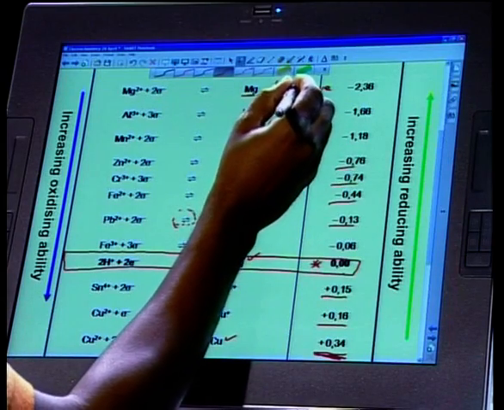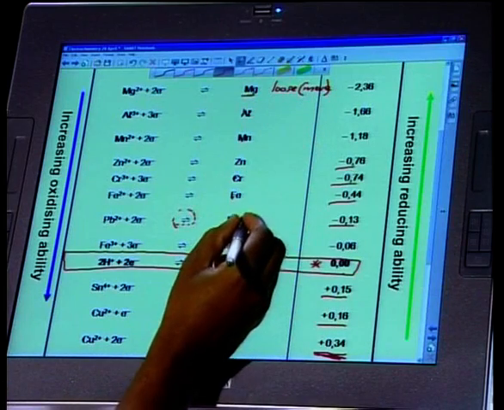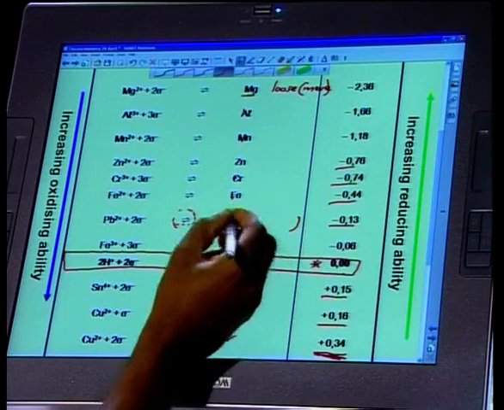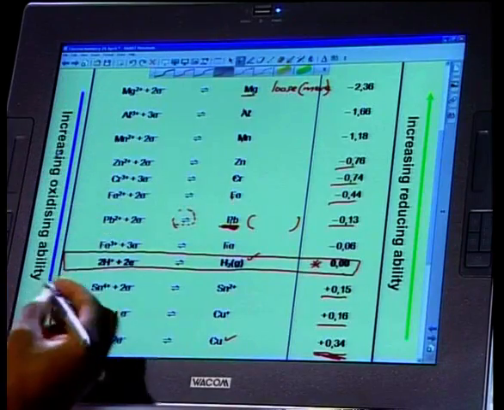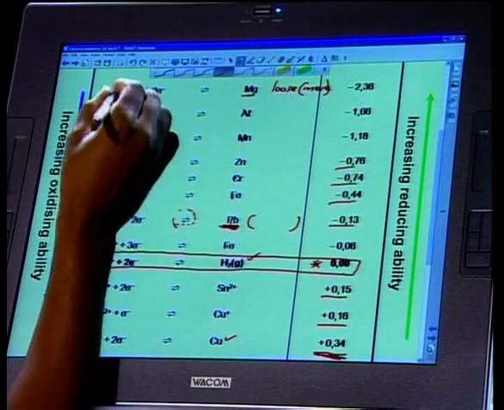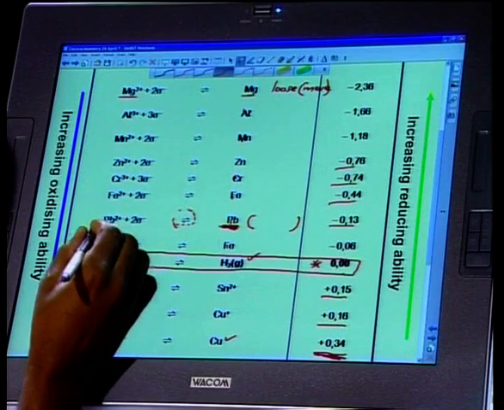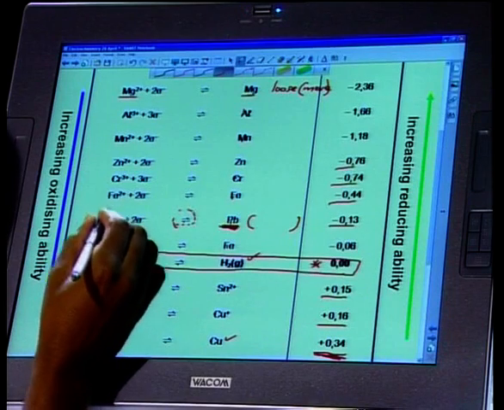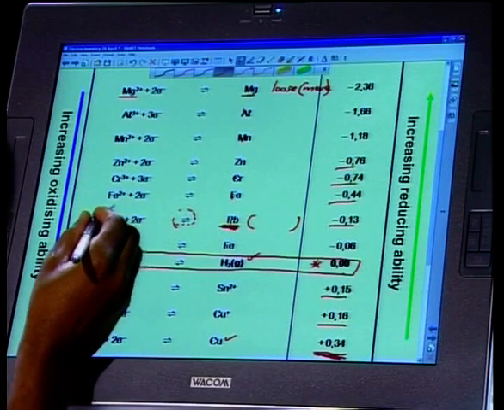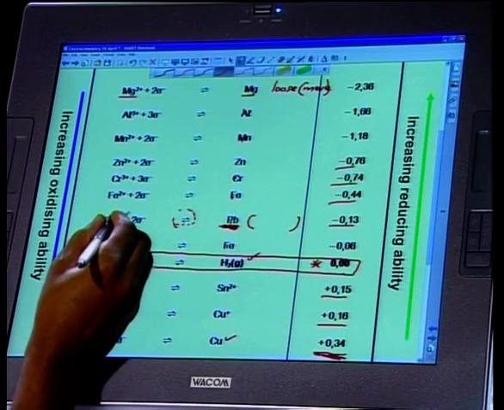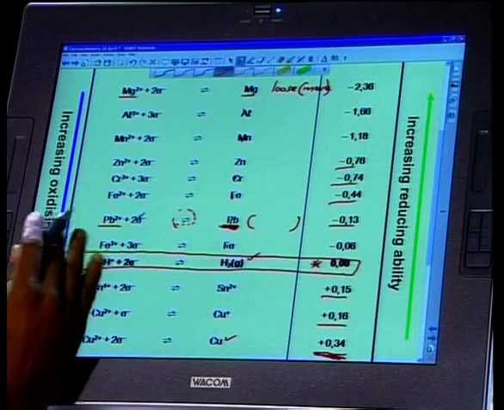More able to lose, okay? More able to lose than lead. Lead can lose, but in the presence of magnesium, magnesium will be the first one to lose, not lead. Right, on the other side, we've got increasing oxidizing ability, and that increases as you go down the table. And this would mean that magnesium 2 plus there, if we compare it to lead 2 plus there, for example, we would see that lead 2 plus is more able to oxidize, in other words, to cause other substances to lose electrons, okay?